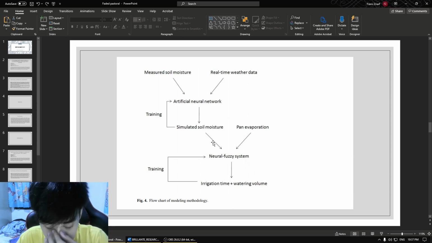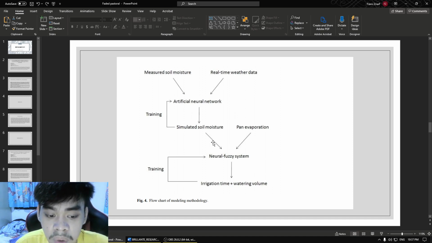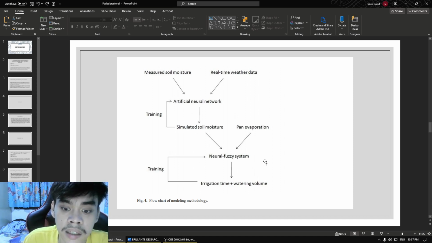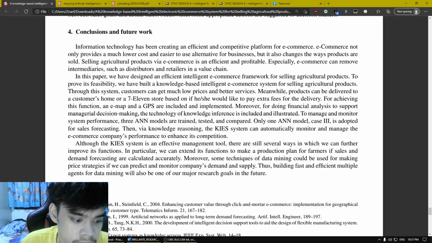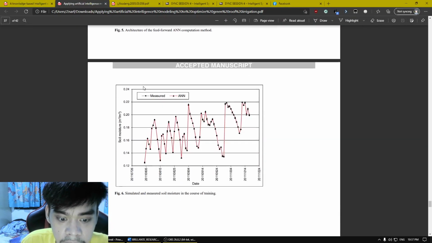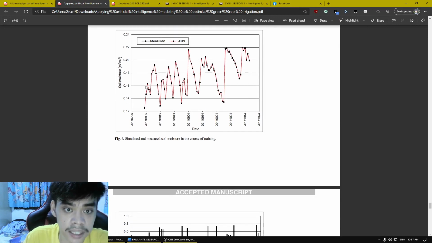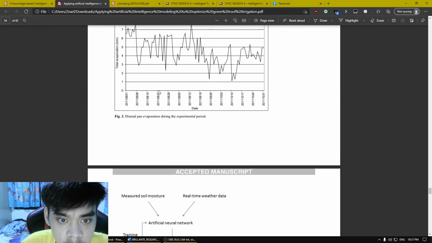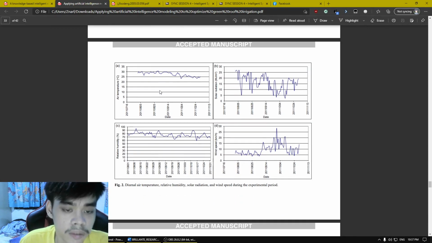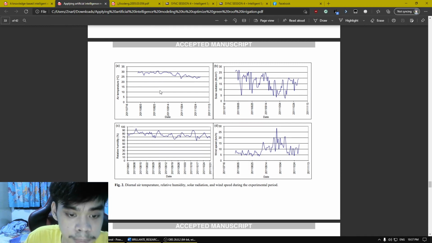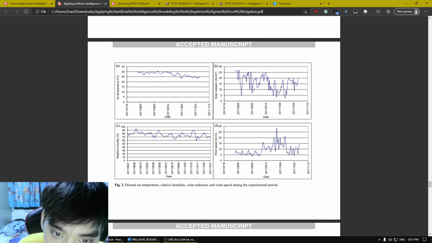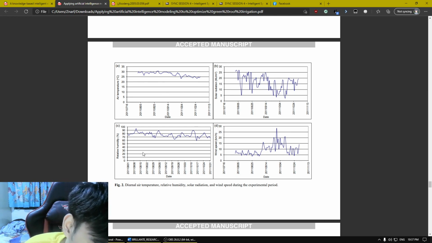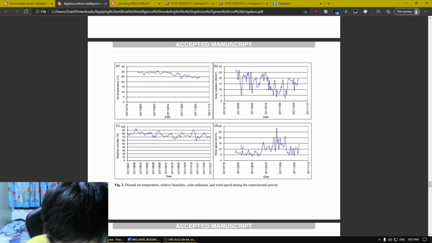It will do the irrigation time and watering volume based on the data the neural fuzzy system gathered. As you can see here in the results, these are the graphs of the results. Let's go to the first four graphs. This is the air temperature graph results, and the second is the solar radiation graph, the relative humidity graph, and lastly the wind speed graph.